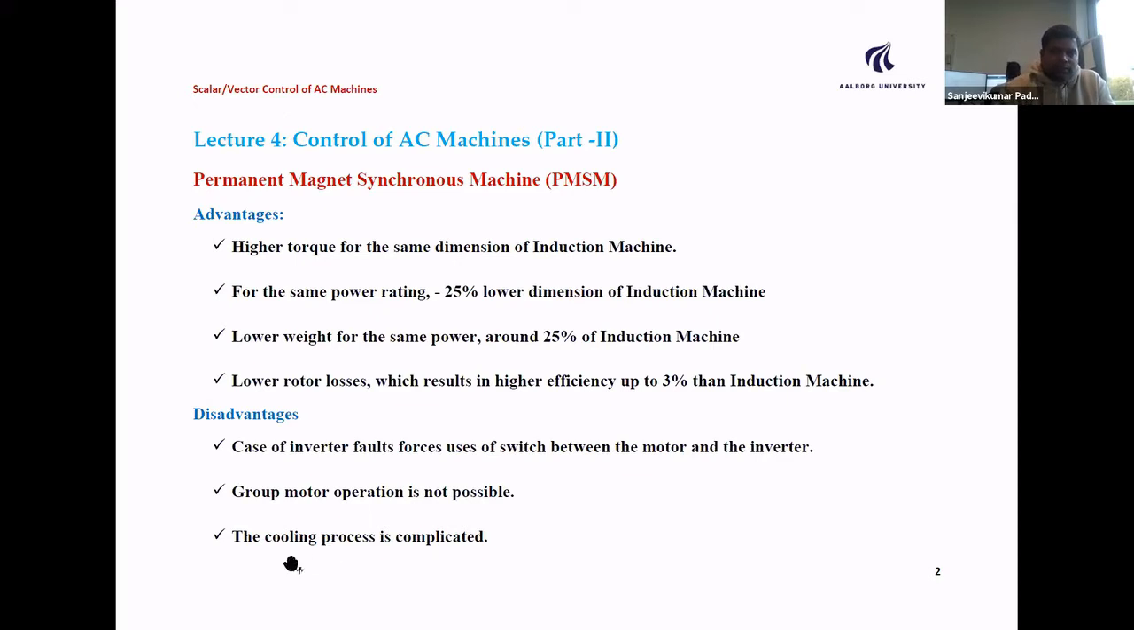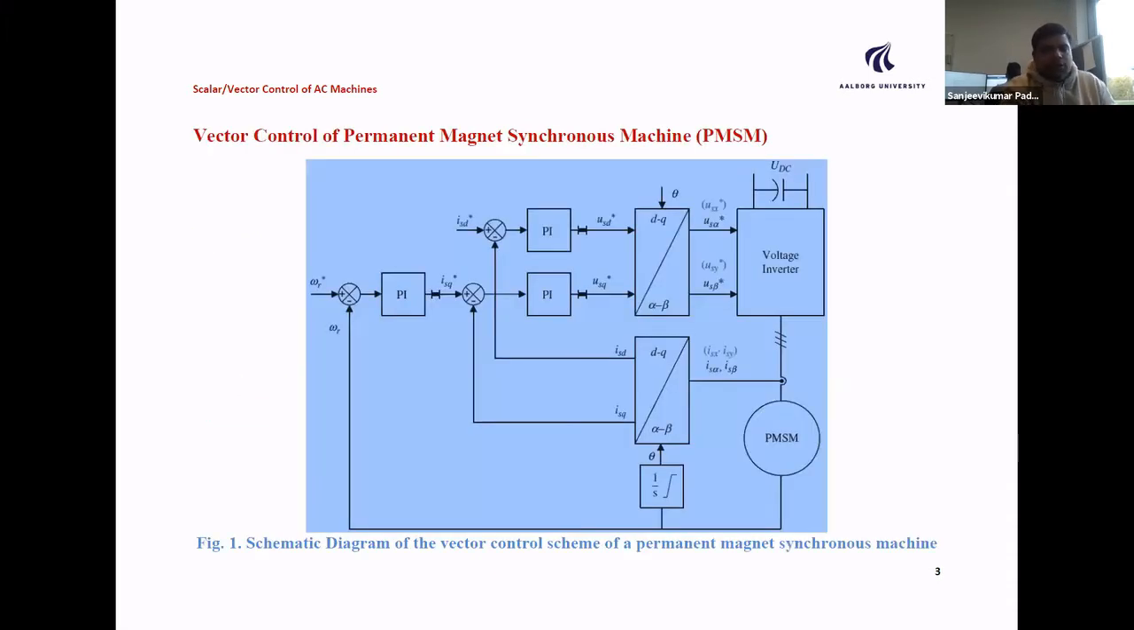What are the disadvantages? The disadvantages include that it is very complicated to have a cooling system in your synchronous machine when compared to an induction motor. Of course, there is a difficulty to control in a group, because if you go to a cotton mill, multiple induction motors are driven from a single inverter and able to control the propulsion of the threading. Whereas in the case of a synchronous machine, it's a complex process. We can't have a group drive system. Of course, if the inverter fails, then it's a tedious part. We have to isolate the motor and the inverter. Whereas in the case of an induction motor, we have other strategies to control even under faulty conditions.